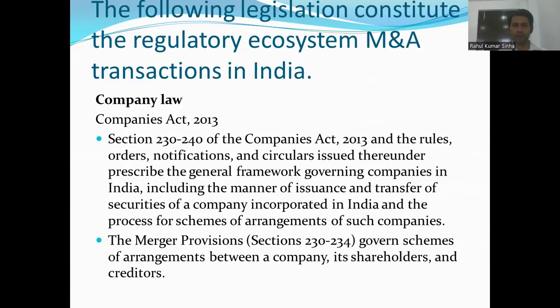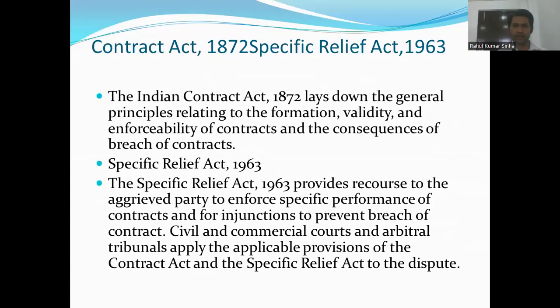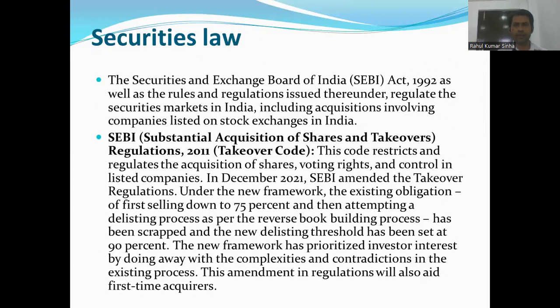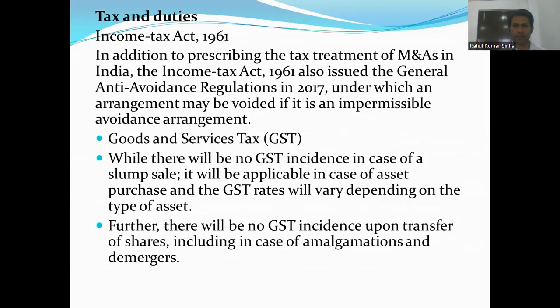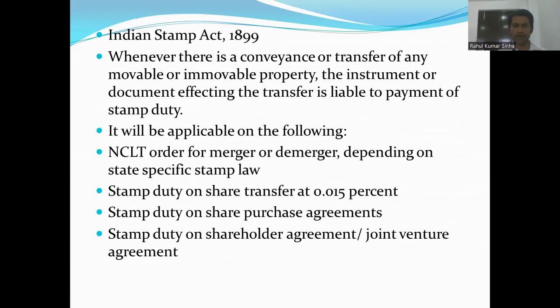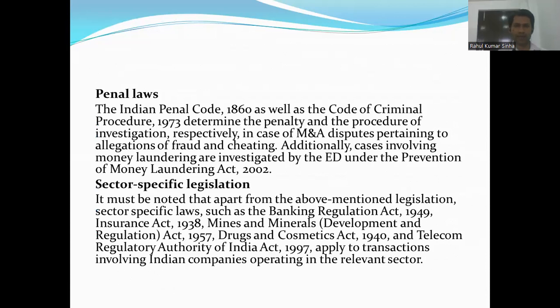The first is the Company Law, the Companies Act 2013. It provides the legal framework. Then Contract Act 1872, Specific Relief Act 1963, SEBI, NCLT, Merger Control Law, Exchange Control Law, IBC, Income Tax Act 1961, GST, and Indian Stamp Act 1899. And lastly, the penal laws, IPC and CPC, also define the penalty in case of fraud, and sector-specific legislation. It means if the merger is related to a specific sector, then that sector's legislation has to be followed. For example, you have seen the Banking Regulation Act, Insurance Act, Drugs and Cosmetics Act, and the Telecom Regulatory Authority of India Act 1997.